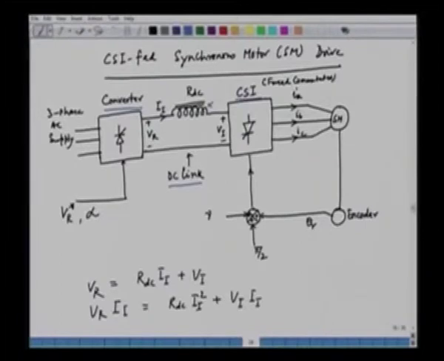The outputs are the three currents IA, IB, IC, which are feeding the synchronous machine. The field may be separately excited. We may as well have a field winding here. This could be the field in this case, and the field can be excited separately. It is a wound field synchronous machine, so we can excite the field separately by a DC source. We have slip rings and brushes, and this is the field.